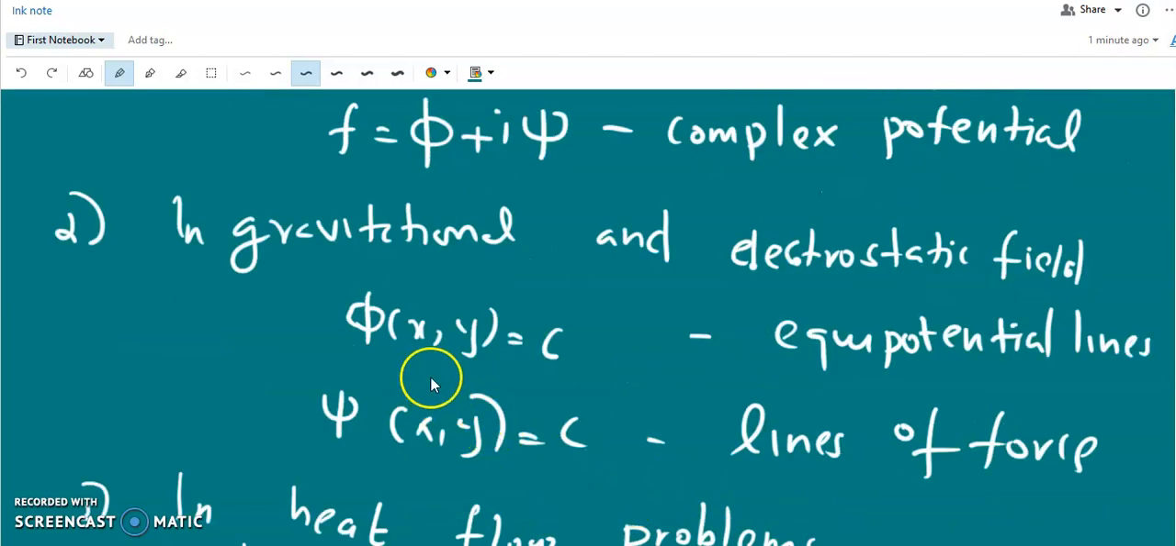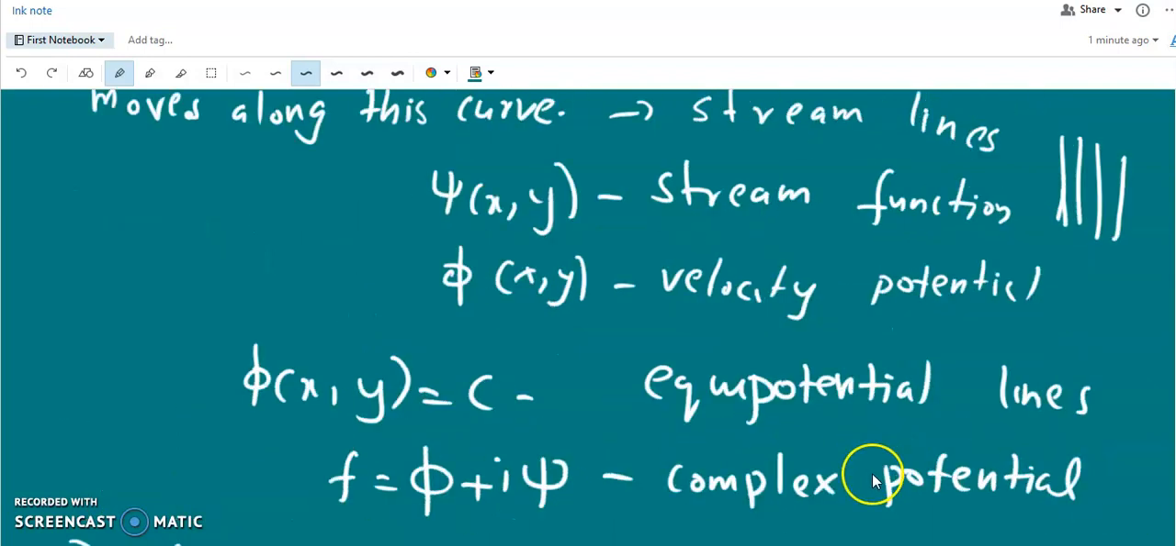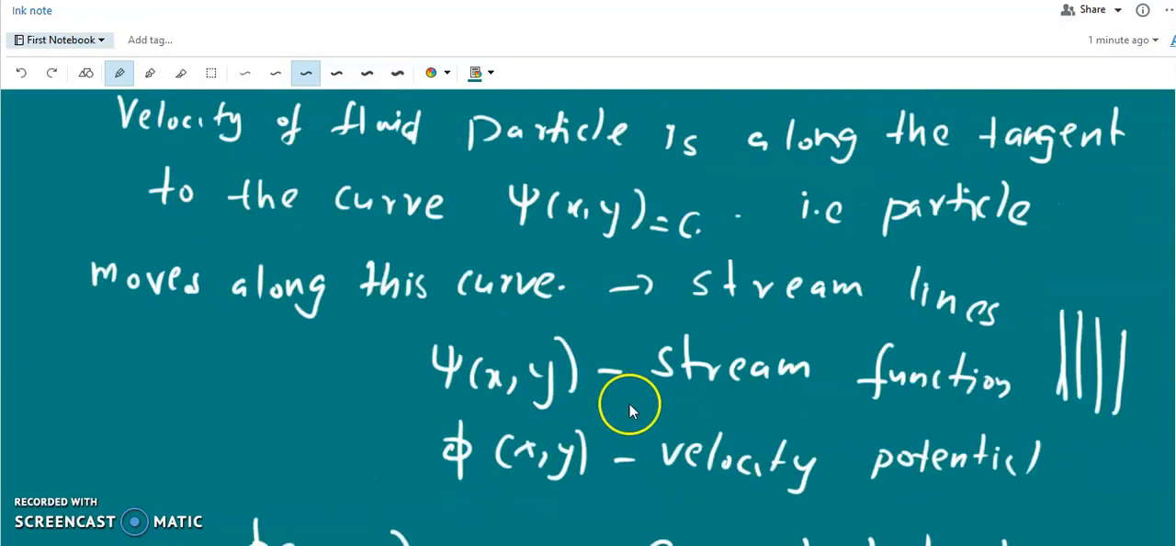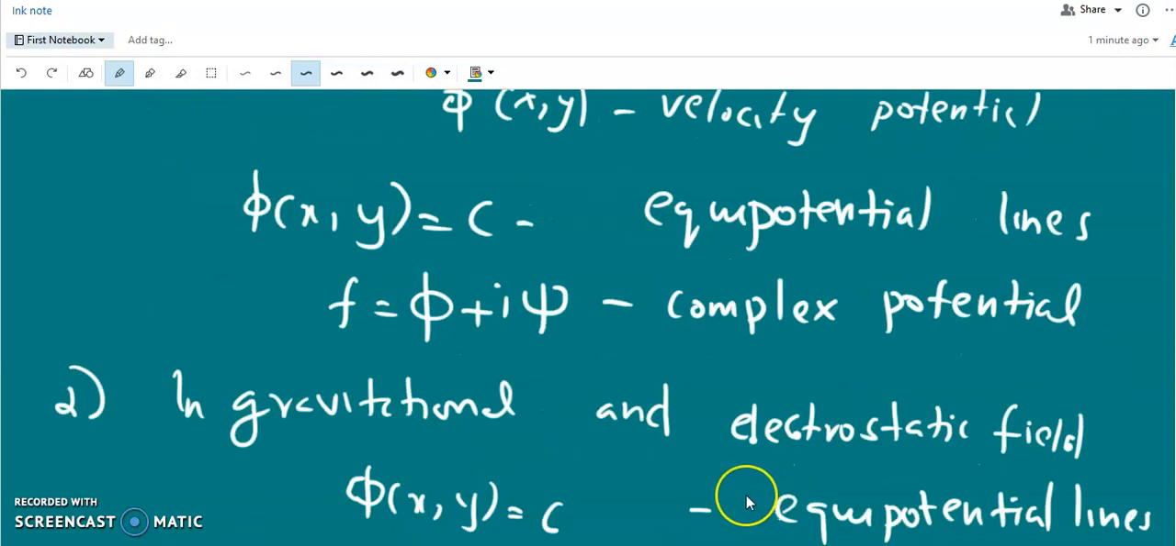So similarly, if equipotential lines are given, we can get the expression for the lines of force. Similarly, if the isothermals for the heat flow problem are given, we can find the streamlines of the flow problem and vice versa. Okay, so these are the applications of Cauchy Riemann conditions in physics. Okay, thank you.